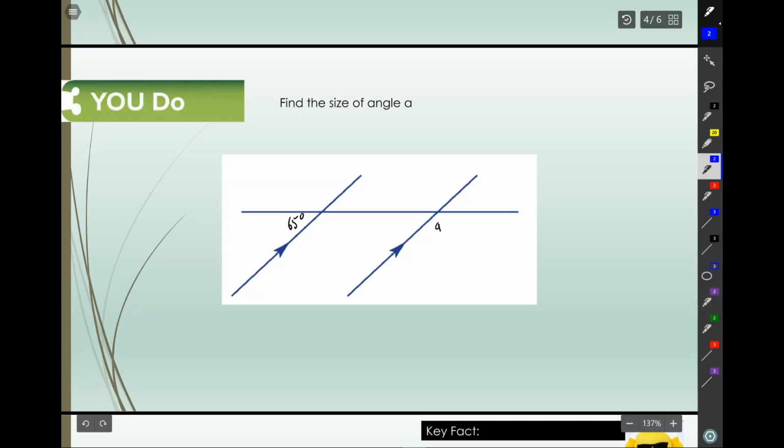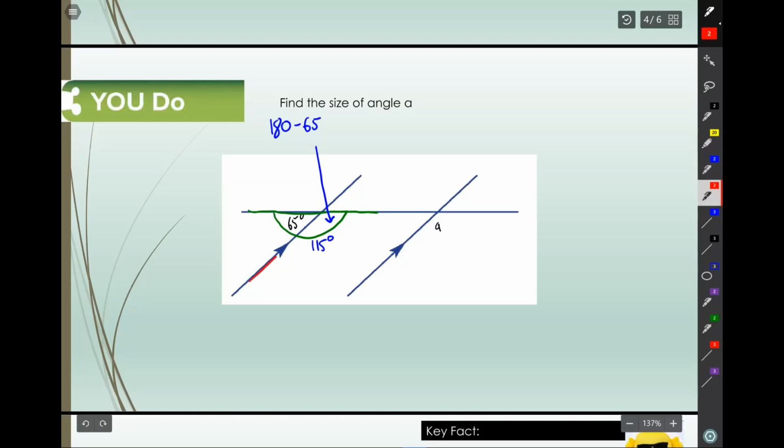The first tool we're going to pull out of our toolkit is that when we have a straight line, the two angles add up to 180 degrees. So the size of this angle in here is going to be 180 minus 65, or 115 degrees.